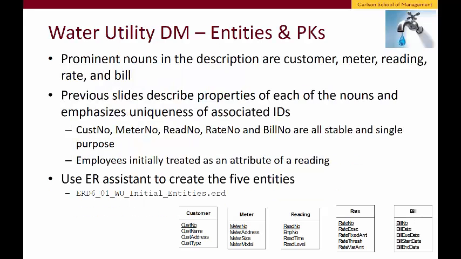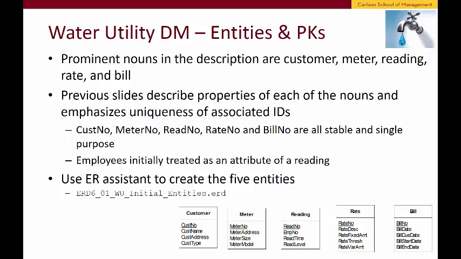Going back to our water utility data model, we need to go through the four slides one by one and identify all the attributes and primary keys for each of the five entities: customers, meters, readings, rates, and bills. The primary keys are emphasized as unique numbers in this case: cust number, cust NO, meter NO, read NO, rate NO, and bill NO. So we only need to list the remaining attributes and create all the entities with their attributes using ER Assistant.